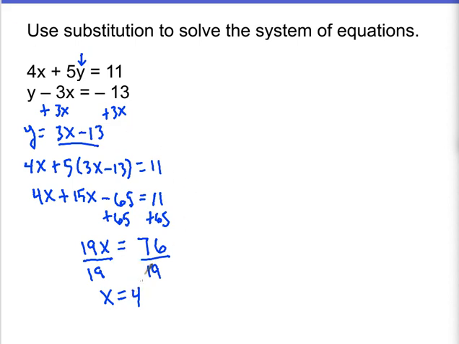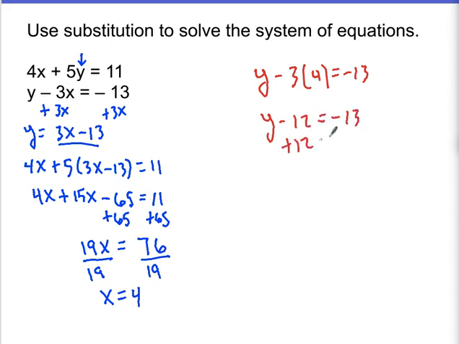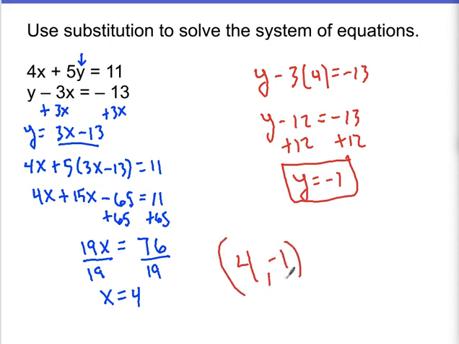All right, so x is 4. I can substitute into either one of these equations. I'm going to do this one because y is a single value already, so I won't have to divide anything at the end. So y minus 3 times 4 equals -13. Y minus 12 equals -13. Add 12, so y equals -1. 4, -1.